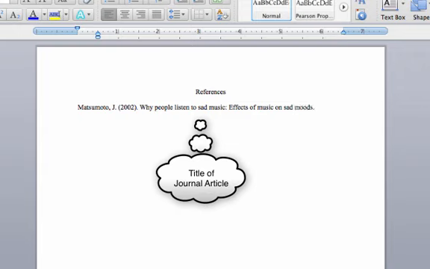Next, we type the title. We use sentence case to express the title, and this means that we capitalize only the first word in the title and any word that appears after a colon or dash. We would also capitalize proper nouns. We follow the title with a period.